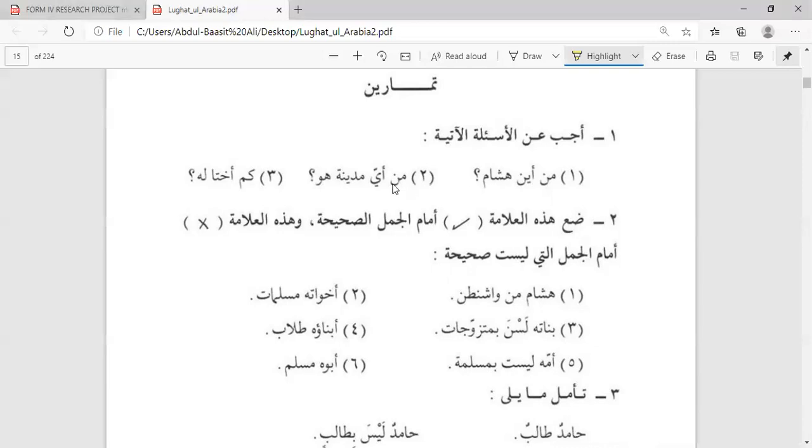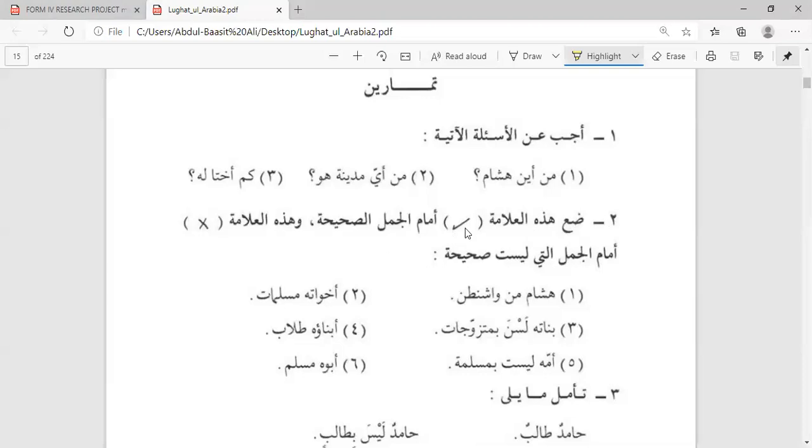Min ayyi madinat Wilayat al-muttahidati, right? So from the United States, and the second question is min ayyi madinati huwa? Huwa min New York, right? Kam ukhtan lahu? How many sisters does he have? Thalatha. Thalath akhawat. Right?